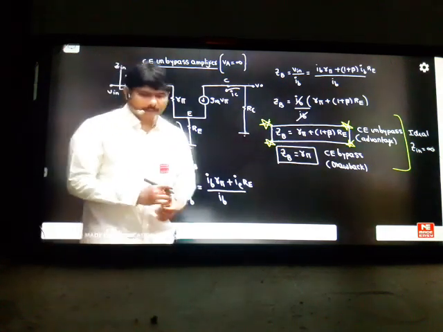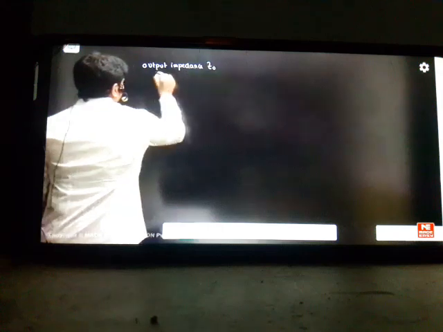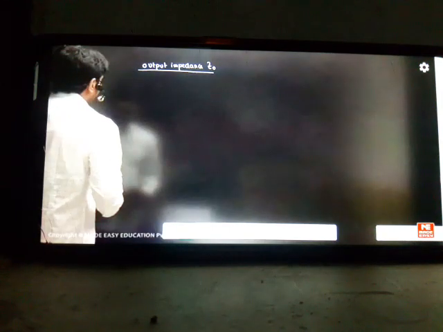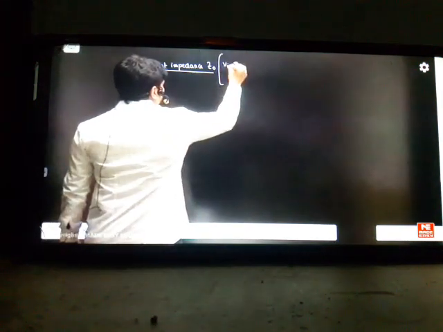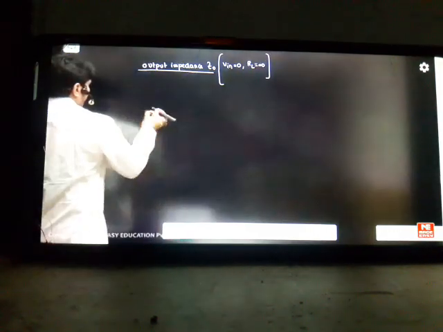I'll explain. So let us go for the output impedance calculation. The second one is output impedance. We want to calculate it as Z naught. You have some rules to find the output impedance, correct? The rules here are that your VIN should be 0 and the load should be infinite. These are the conditions we apply every time. Let us apply the conditions in your model.